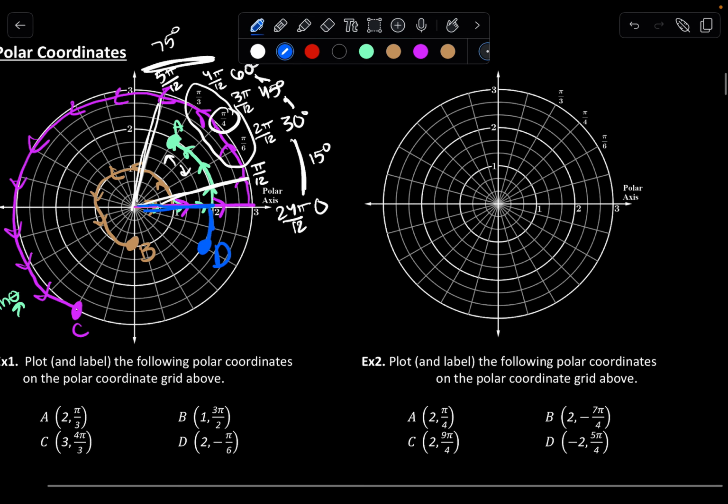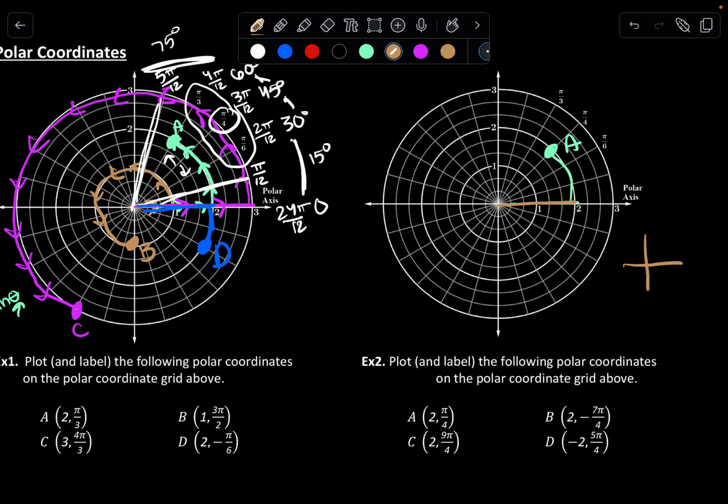All right, example 2, plot and label the following polar coordinates on the polar coordinate grid. If I have A, I have a radius of 2, and I'm opening up to pi over 4. All right, part B, we have 2, negative 7 pi over 4. So I have a radius of 2, and now it's negative, so I'm opening up clockwise.